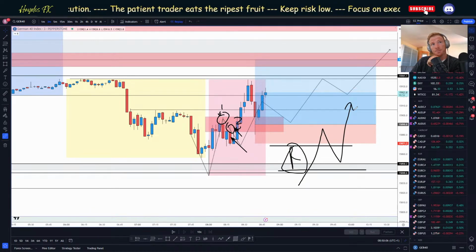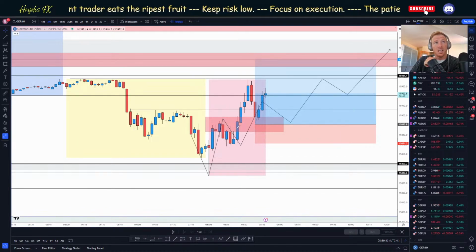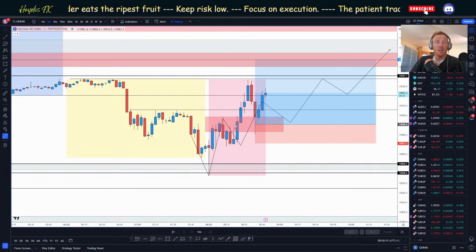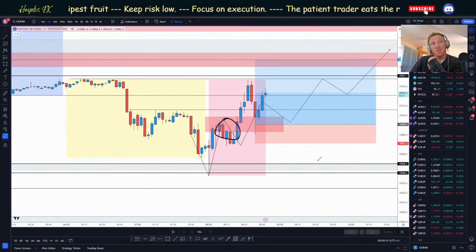It's very simple with resistance: when it breaks, it's support. But we didn't have that. If I had tried to do my analysis last night on where to trade from, I wouldn't have that piece of information.